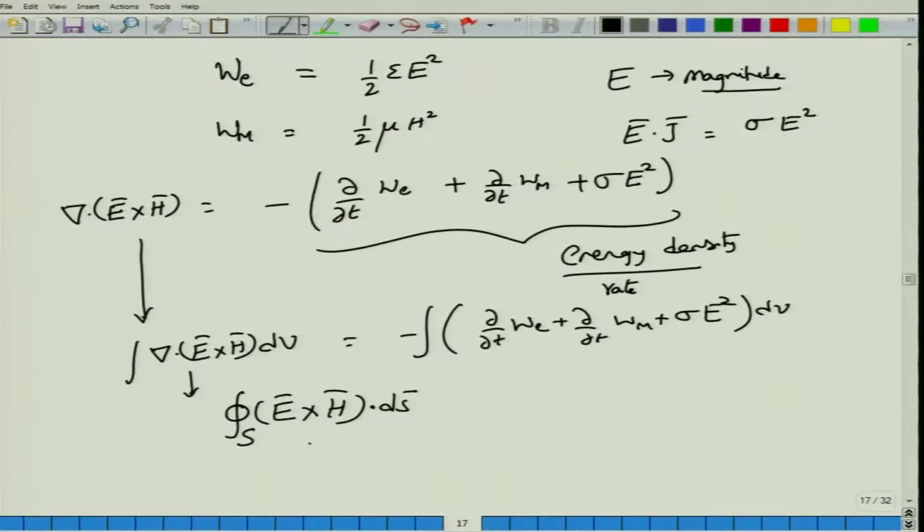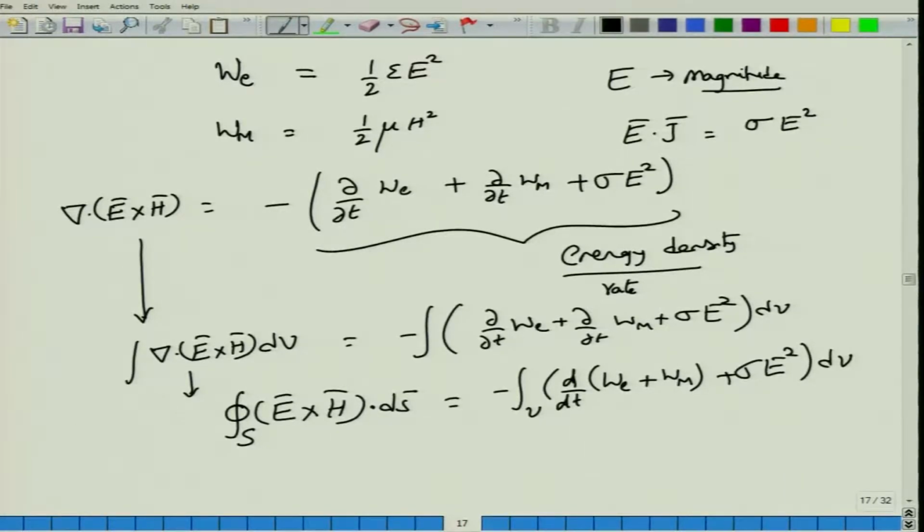So this quantity, let me remove the minus sign over here, or maybe I can keep the minus sign, doesn't matter. So this should be equal to the integral over the volume of minus d by dt, or del by del t, doesn't matter, of We plus Wm, which tells you how the total electromagnetic energy is changing, plus the energy that is actually getting dissipated because of the presence of non-perfect conducting material, integrated over the volume.